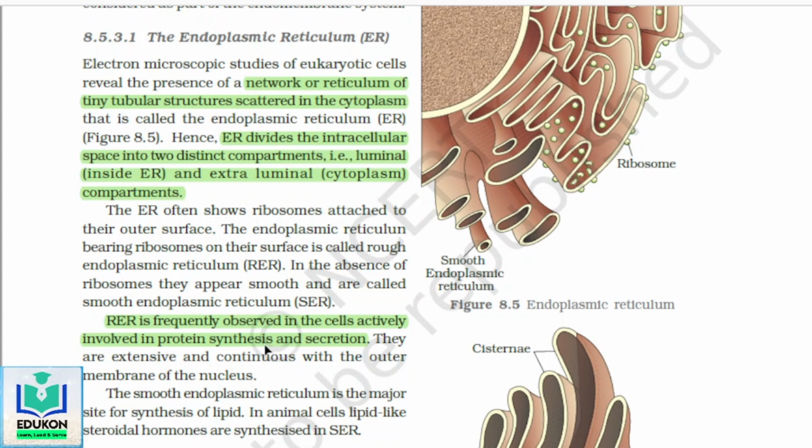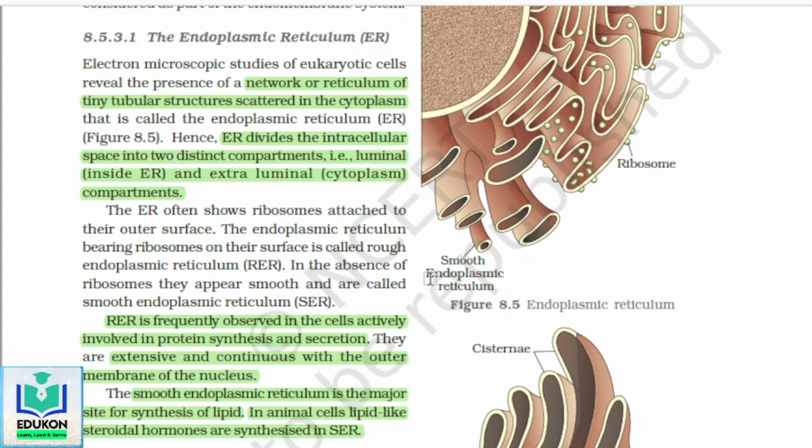They are extensive and continuous with the outer membrane of the nucleus. You can see here, this is the nucleus and this is the outer membrane of the nucleus, and from here the endoplasmic reticulum is continuous with the outer nuclear membrane. The smooth endoplasmic reticulum is the major site for the synthesis of lipids, and in animal cells, lipids like steroidal hormones are synthesized in the smooth endoplasmic reticulum.